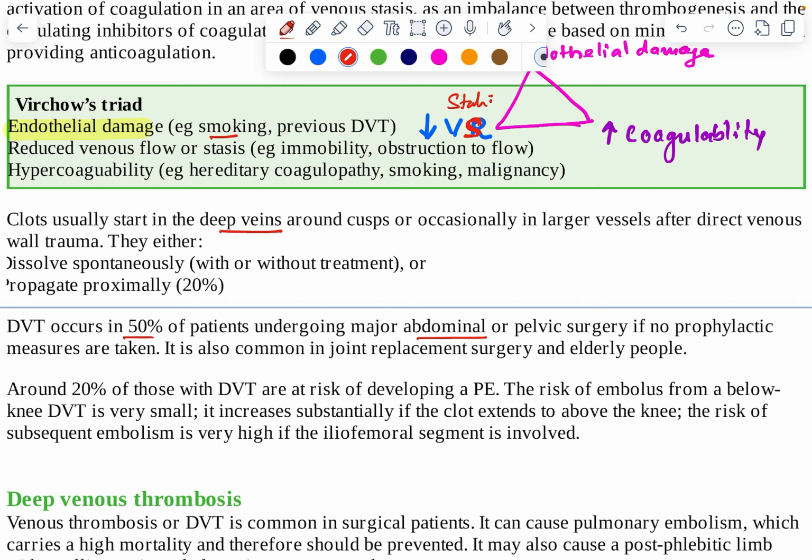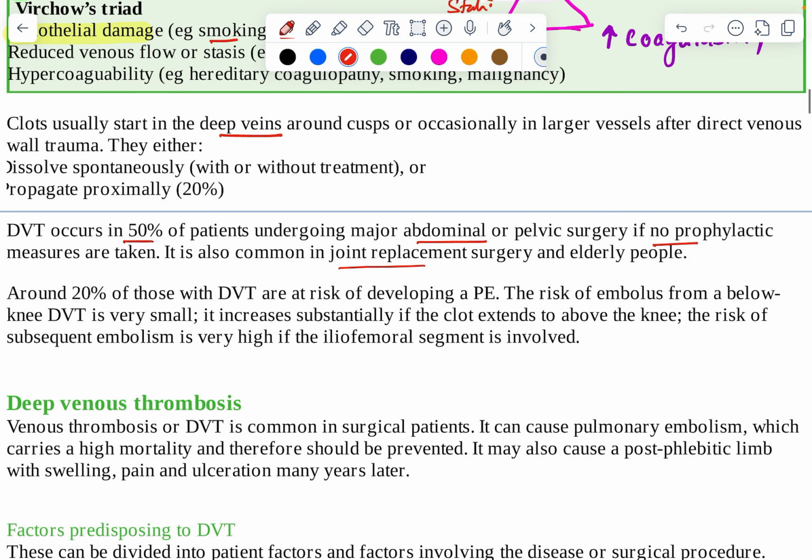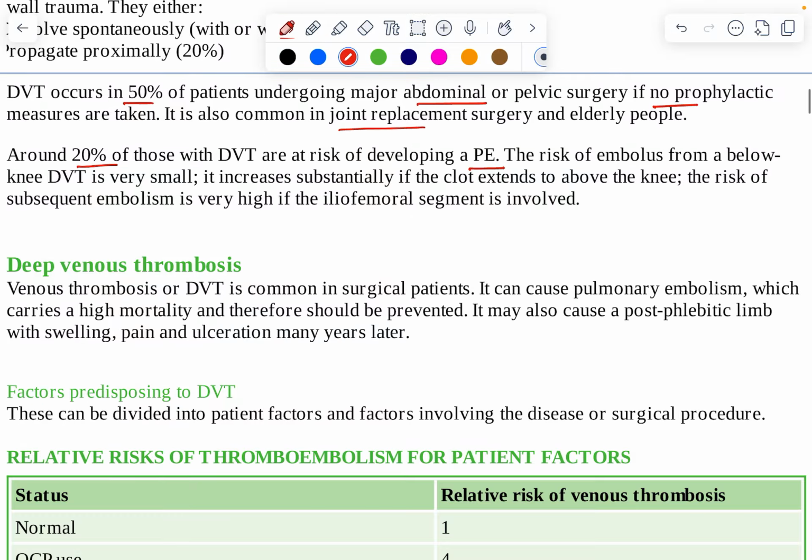DVT occurs in 50% of patients undergoing major abdominal pelvic surgeries if no prophylaxis is given. It is common in joint replacement surgeries in elderly people. 20% of DVTs carry a risk of developing pulmonary embolism. The risk of below-knee DVT is very small; it is essentially a clot extending to above the knee. Deep vein thrombosis is a common surgical patient problem which carries a high mortality and therefore should be prevented.